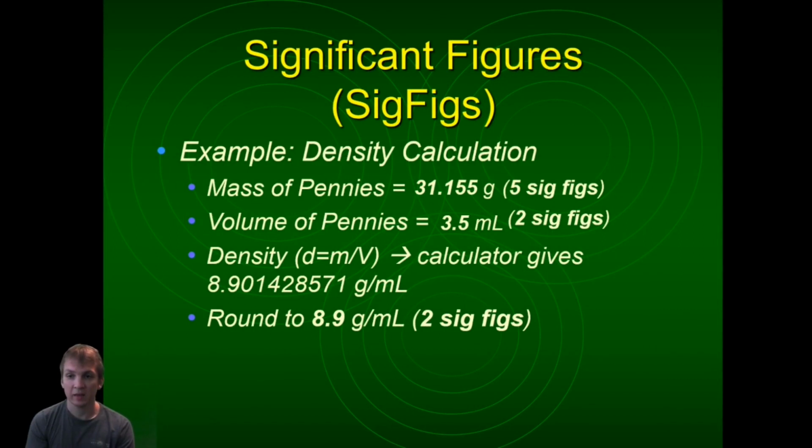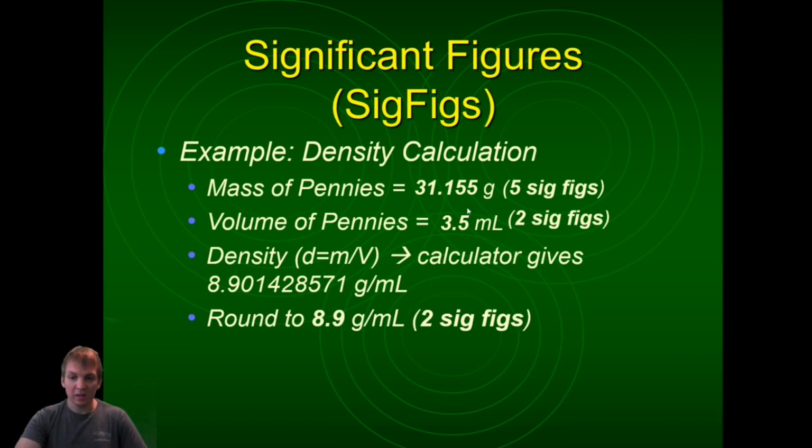So let's take a look at this example where we can actually do a density calculation. Let's say you wanted to take the density of pennies to determine what their density is. You took a whole bunch of pennies and you put them on a scale and you found their mass to be 31.155 grams. Let's say your scale was really precise. It was a really good scale and it could give you that level of precision, 31.155 grams exactly. However, the volume was not as precise. You could only get it to 2 sig figs, 3.5. So the way you were measuring your volume was not as precise as the way you were measuring your mass. So you only got 2 sig figs out of that instead of the 5 you got from the mass.